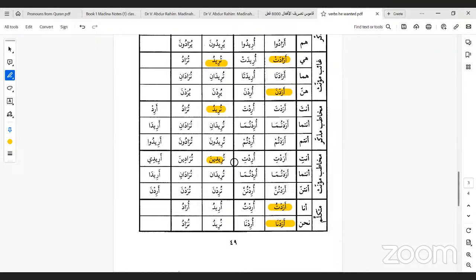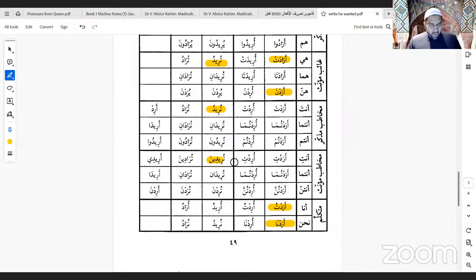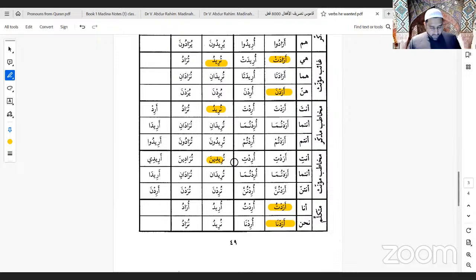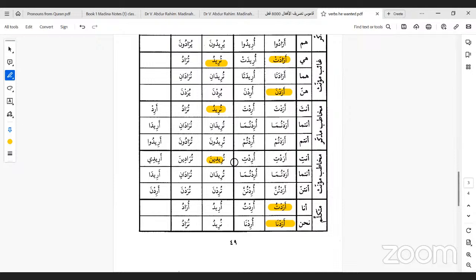Ata'a yuti'u. Alif, ta, alif, ain. Ata'a means obey. Ata'a yuti'u. I want you to conjugate past and present, please. Bismillahirrahmanirrahim.